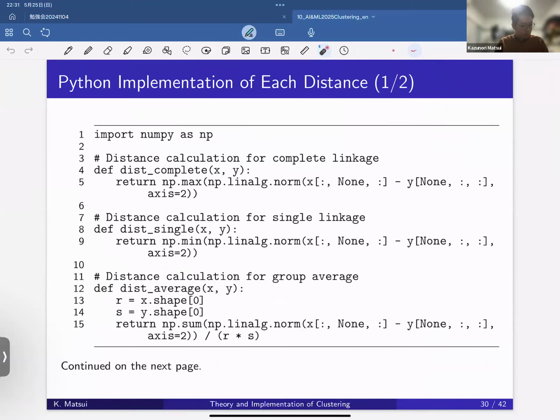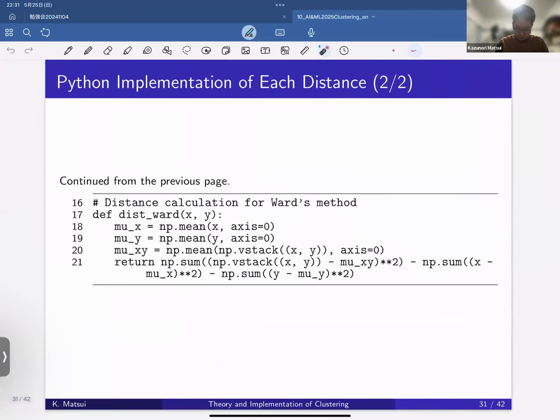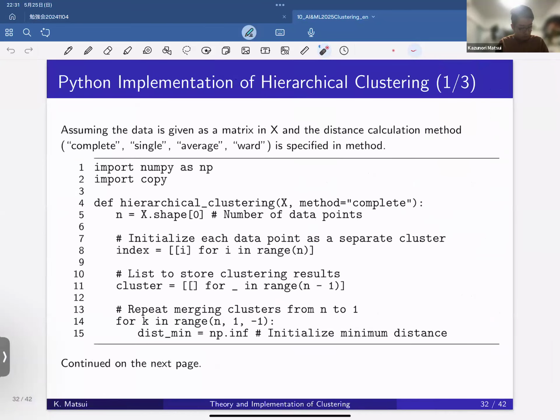The Python implementation of hierarchical clustering first initializes each data point as a separate cluster, and also creates a list to store the clustering result. We repeat cluster merging from n clusters to one cluster.